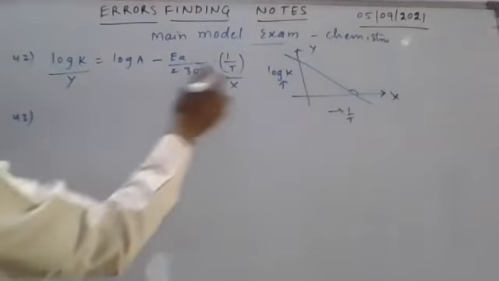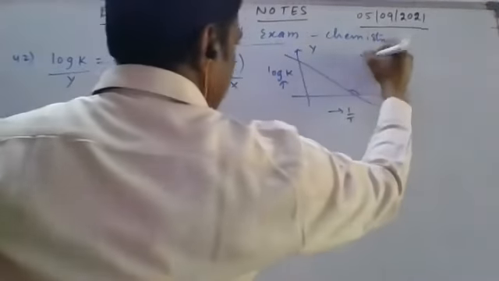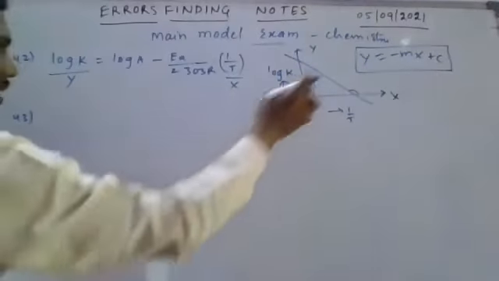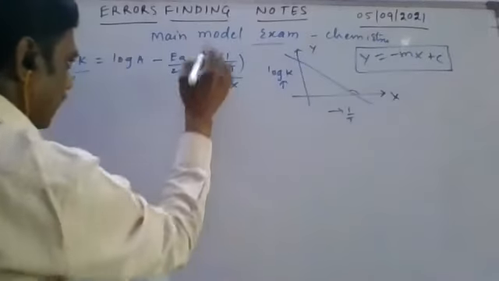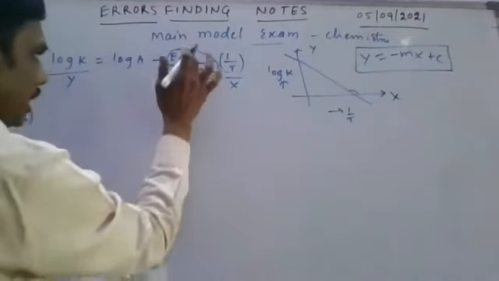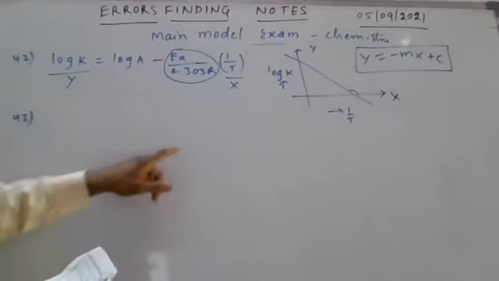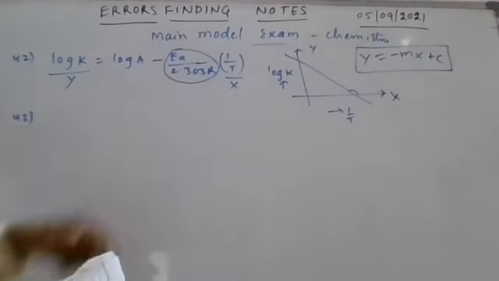y is equal to minus mx plus c. From this, there is a negative slope. The slope value is Ea by 2.303 R. That's why from this you get the activation energy.